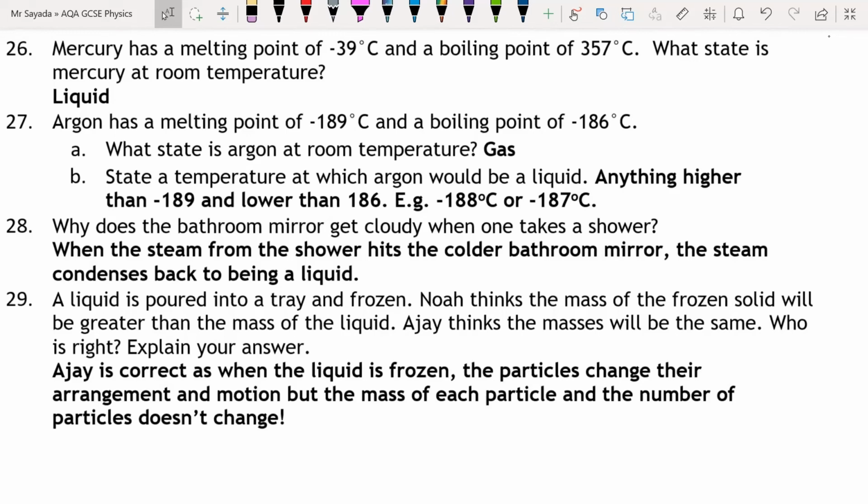We also looked at boiling points and melting points and how to know if a substance is a solid, liquid, or gas at various temperatures. And we also looked at the difference between evaporation and boiling.